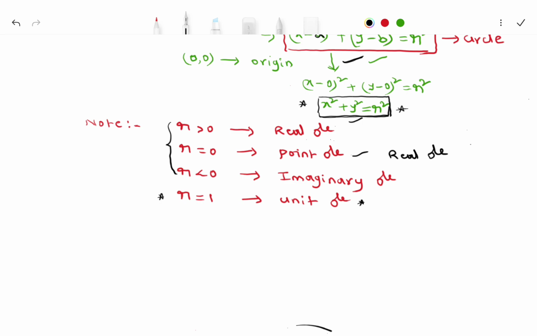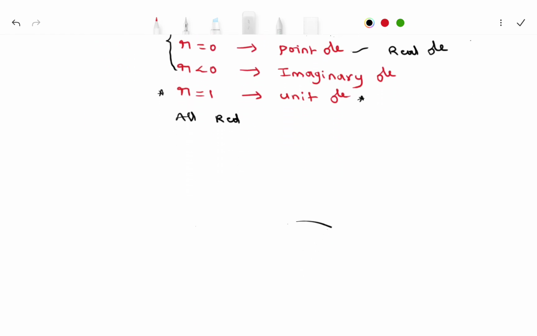A point circle is also called a real circle, but all real circles need not be a point circle. So according to this, all real circles need not be a point circle, but a point circle is a real circle. Okay, so here you have to see this one. This is the introduction of the circle.